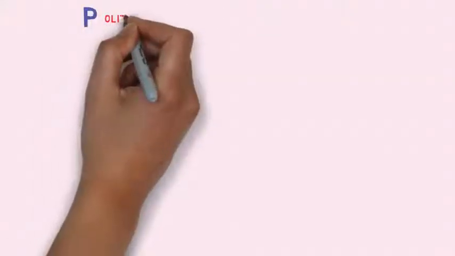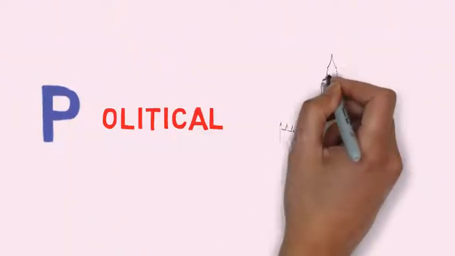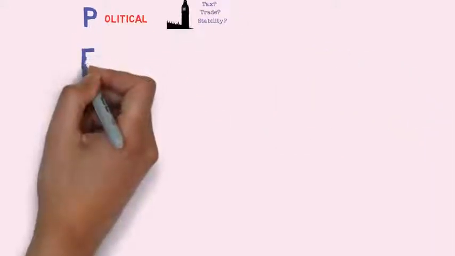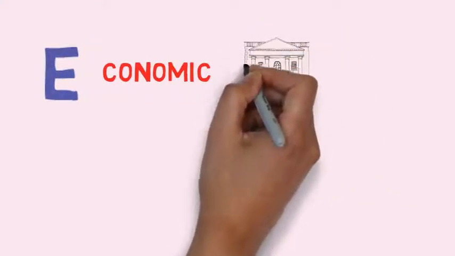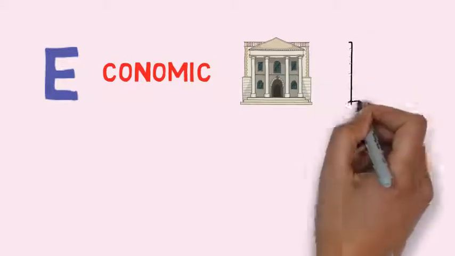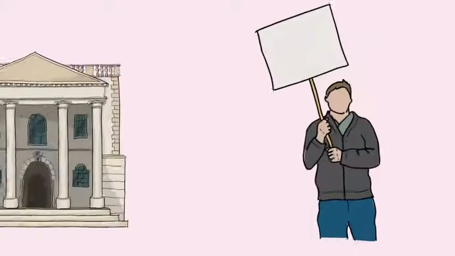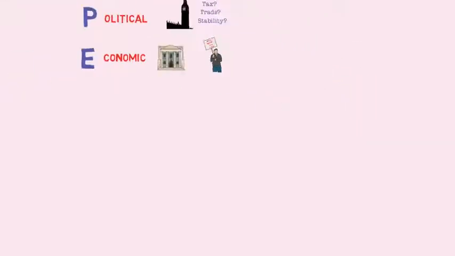They are political. So what's happening politically in the environment that you operate within? This can include areas such as tax policy, trade restrictions, tariffs, and political stability. Economic. So what's happening within the economy? For example, economic growth or decline, interest rates, exchange rates, inflation, wage rates, minimum wage, working hours, unemployment, both local and national, credit availability, and the cost of living.